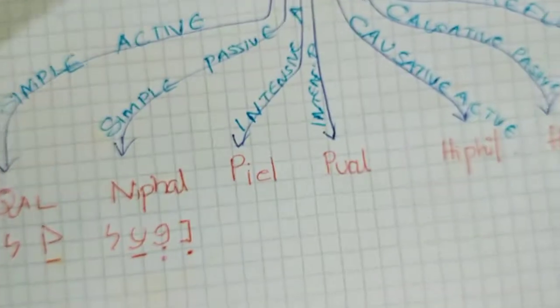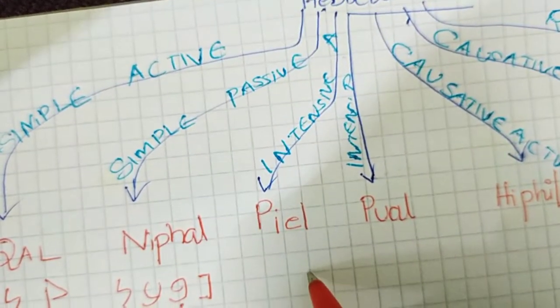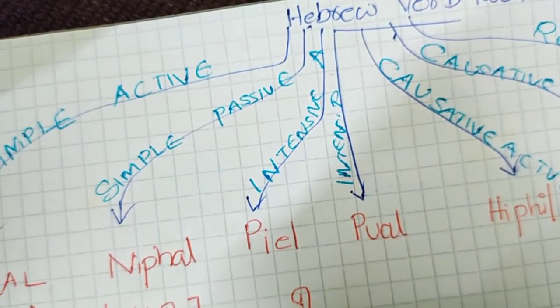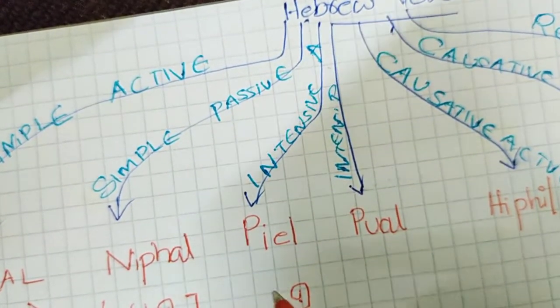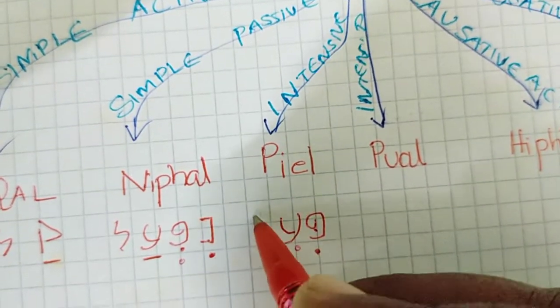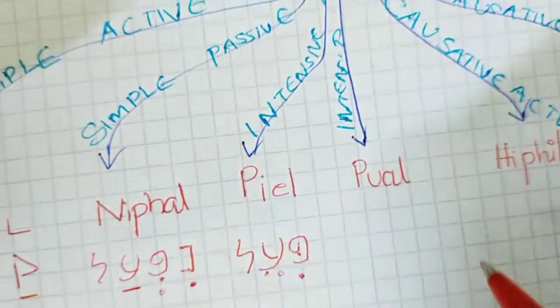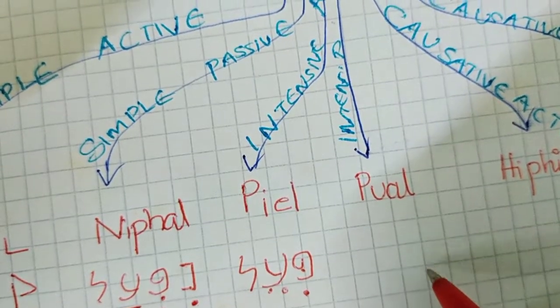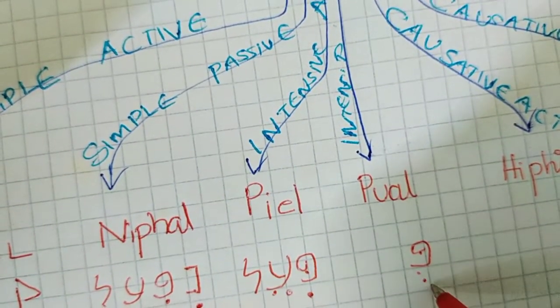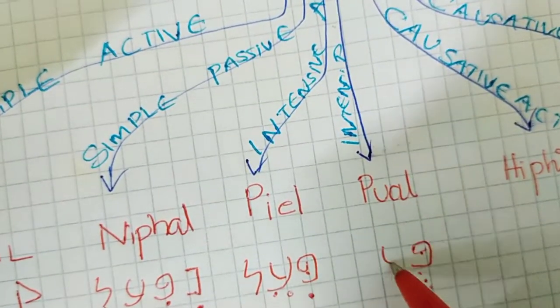Piel. How do you write Piel? P, with hirik, yel. Piel. Okay. Next one, Pual. So how do you write it? Firstly, pu. That is kubbuts. Pu, al.